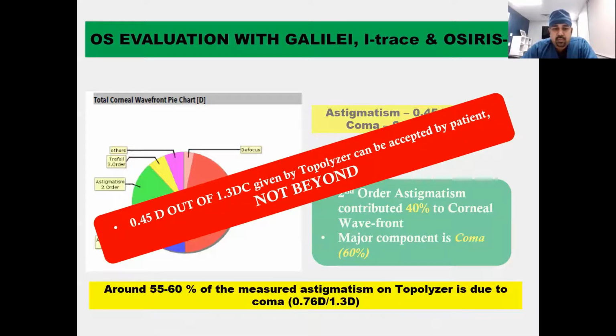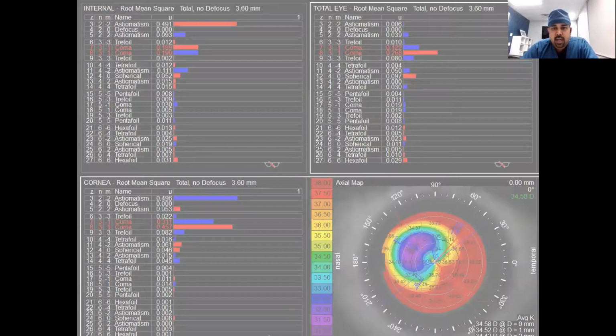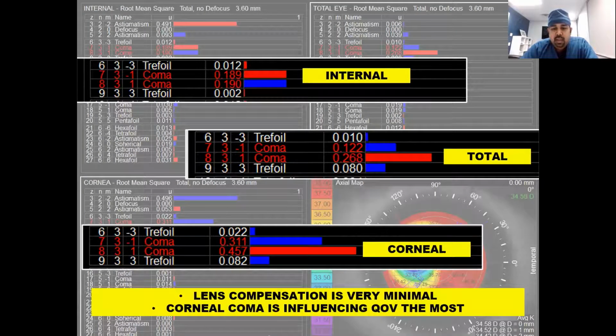And when you look at what his acceptance was, which was 0.5, it went in sync with the understanding that he'll be able to accept the cylinder and not the coma. And when we checked his internal aberrations in his eye trace as well, though there was a lens compensation happening, it was not as significant as we saw in the other case. So still predominantly what the total aberrations showed were the corneal aberrations, and they were compensated partly by the lens. But the corneal coma was the most important factor influencing the vision and the astigmatism in this patient.